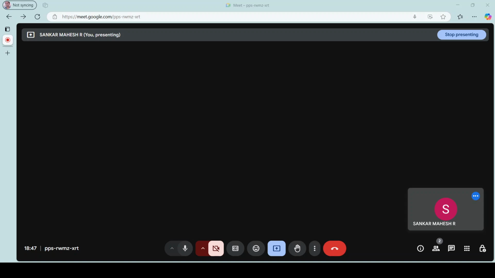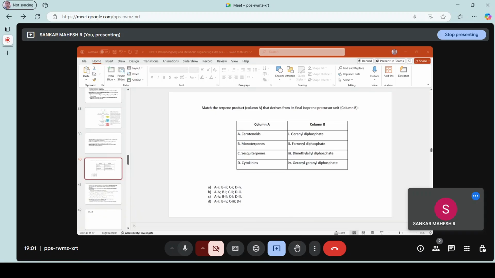The next question is match the terpenoid product that derives from its final isoprene precursor unit. Column A: carotenoids, monoterpenoids, sesquiterpenes, and D, cytokinins. Column B: geranyl diphosphate, farnesyl diphosphate, dimethylallyl diphosphate, geranyl diphosphate.